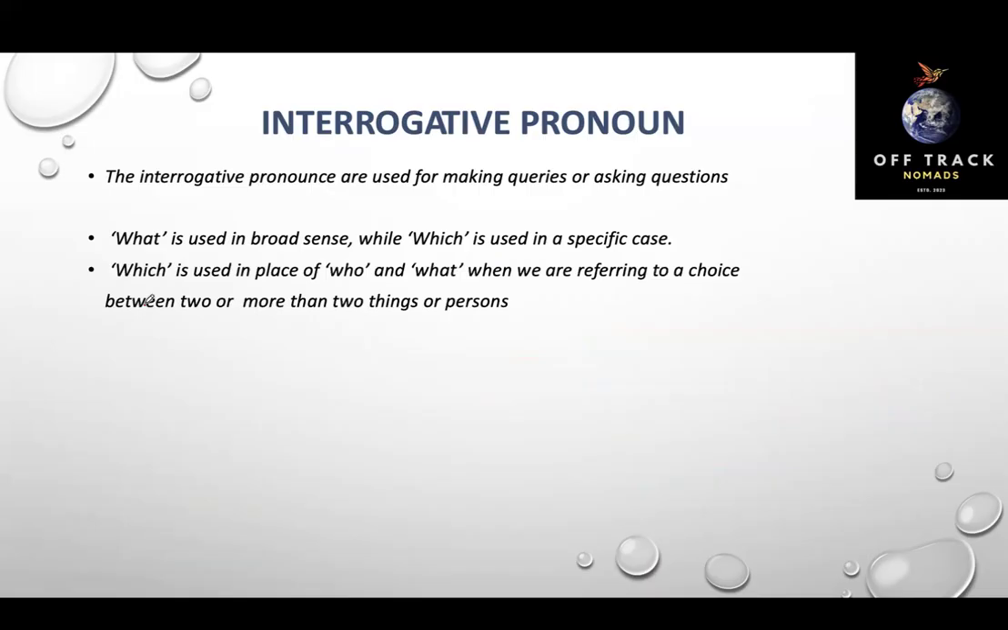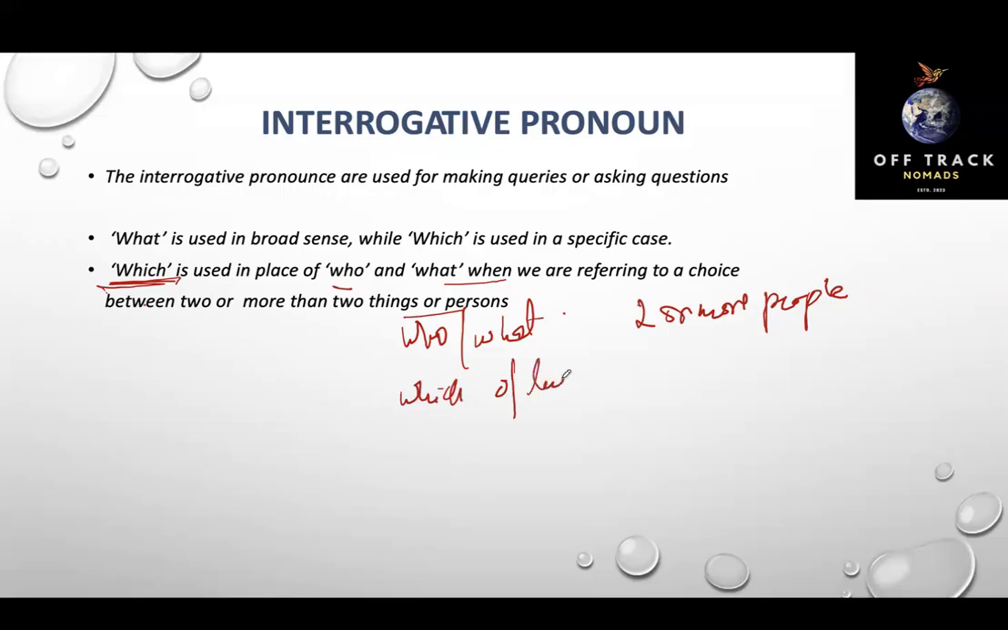Which is used in place of who and what when we are referring to a choice between two or more things or persons. So use which instead of who and what when selecting among two or more people. Basic thing. Always use which in place of who or what when we have two or more people. For example, which of the boys won the race? So there are more boys, right?